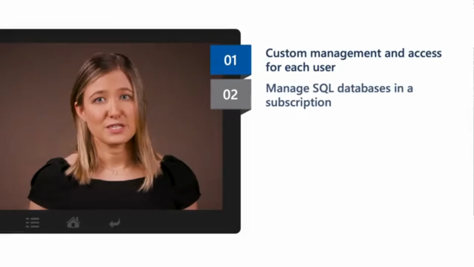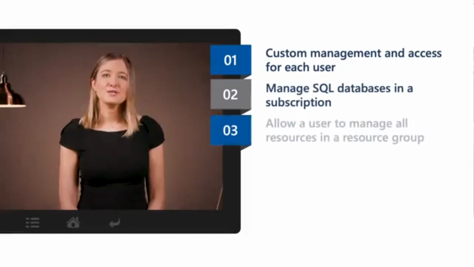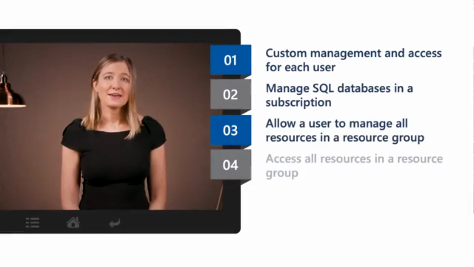Allow a database administrator group to manage SQL databases in a subscription. Allow a user to manage all resources in a resource group, such as virtual machines, websites, and subnets, and allow an application to access all resources in a resource group. You control access to resources using Azure RBAC to create role assignments. A role assignment consists of 3 elements: a security principal, a role definition, and a scope. Let's look at these in a little more detail now.